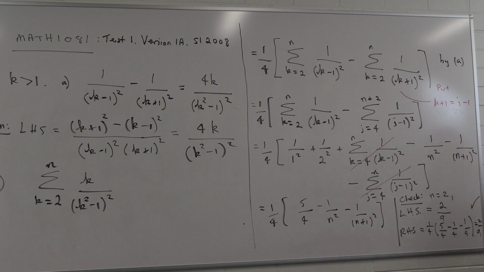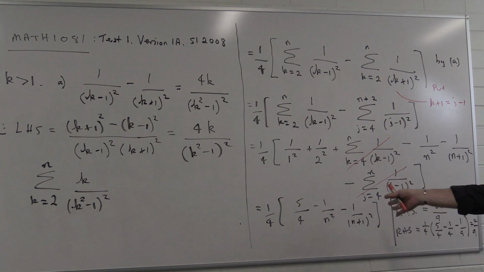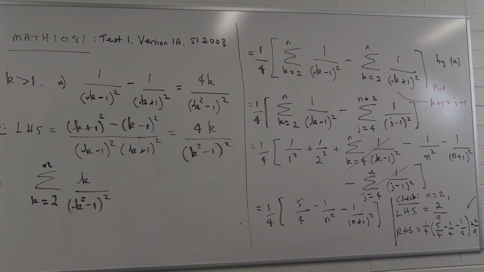So tick, it looks like it's working for at least n equals 2, so I've got a good chance that I haven't made any mistake in the calculation. So there's the solution of the sample test.